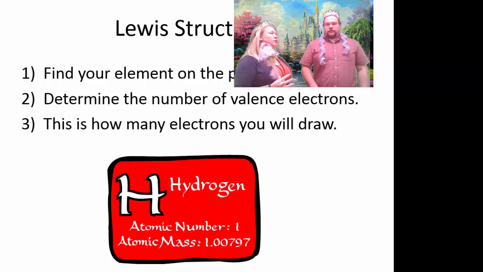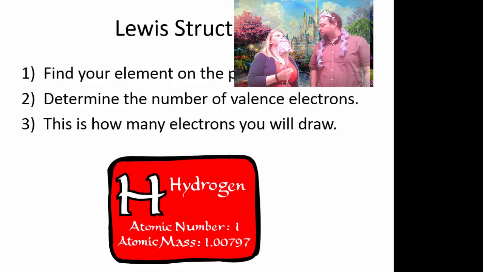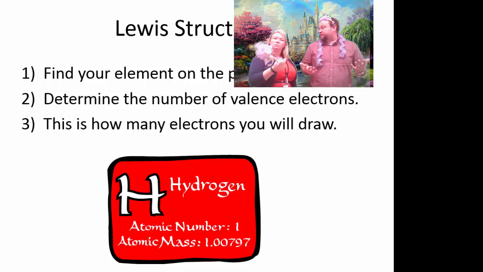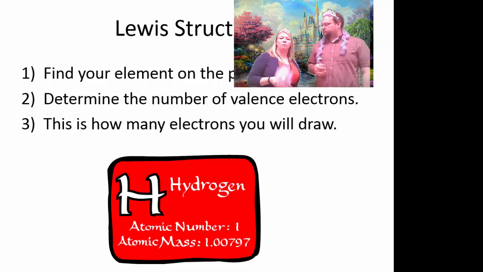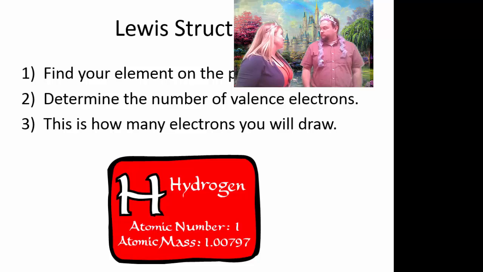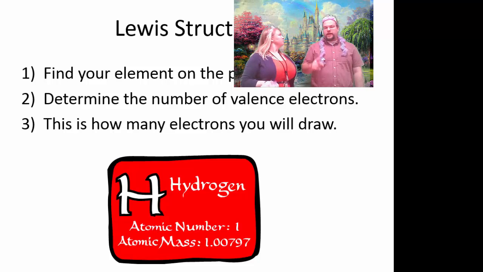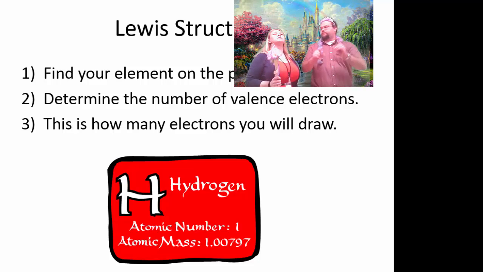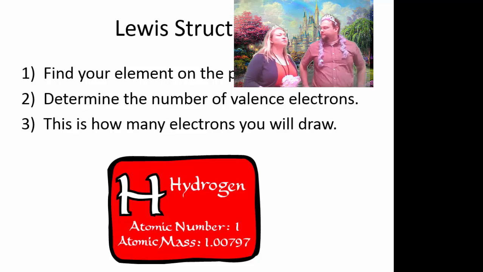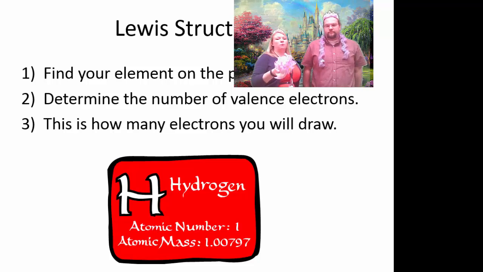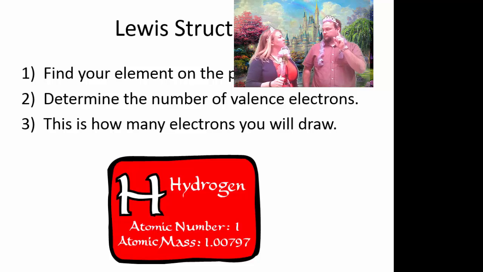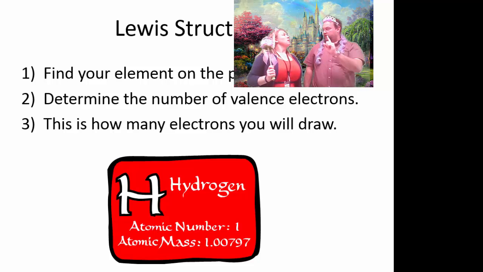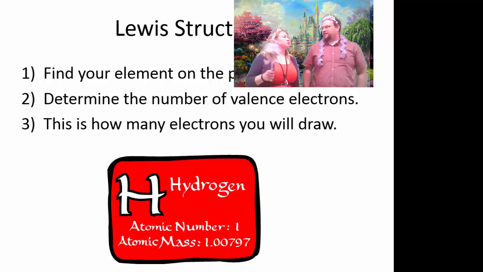Well, the first thing we need to do is, when I ask you to draw one, you're going to find your element on the periodic table. Then, since you already know how to determine the number of valence electrons, you'll look that up, and you'll know how many dots you need to draw. So a dot is a valence electron. For example, hydrogen is in group 1, so it would have how many valence electrons? I believe it would have one valence electron. You are right. So we would just do one dot.